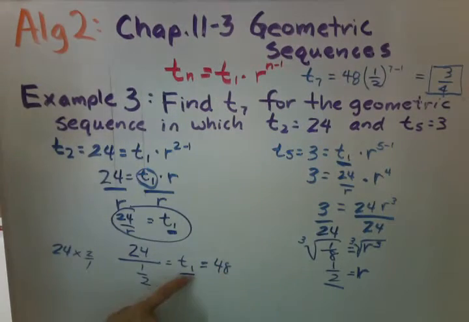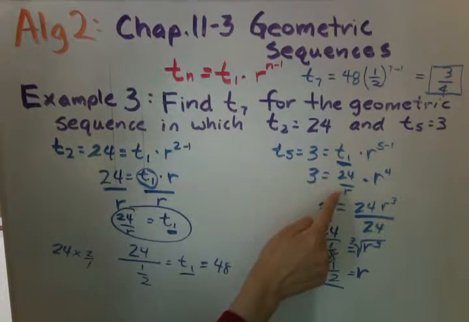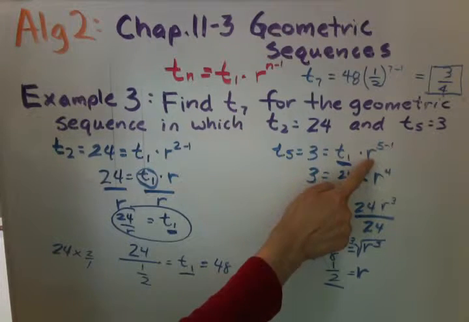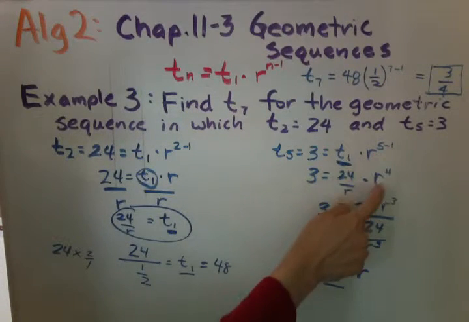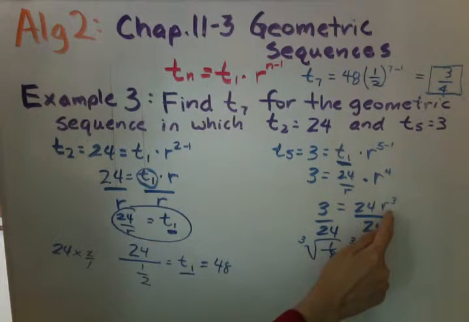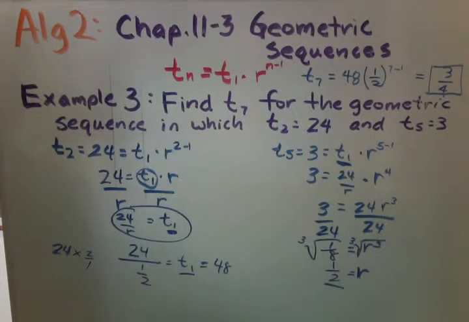The first term, which we got here, was 24 over r, and we're going to use that to substitute here. We simplify: 5 minus 1 is 4, r to the 4th power. You can reduce that to get r to the 3rd times 24. This is basic algebra, isolating r. Divide both sides by 24, cube root, and you get r equals half.